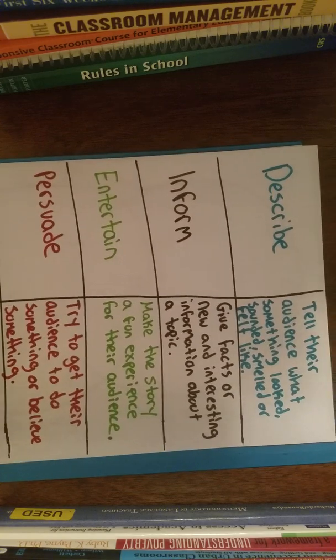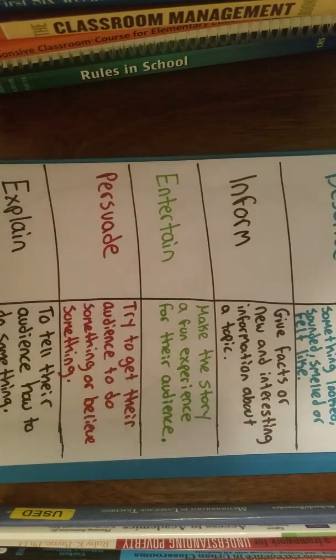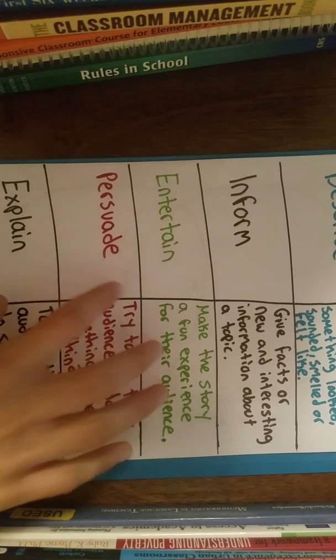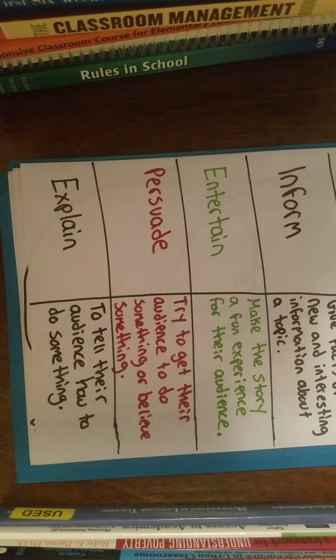Authors might create a story to describe, which would be to tell their audience what something looked, sounded, smelled, or felt like. Authors might also write a story to inform, to give facts or new and interesting information about a topic. To entertain, which is when an author makes the story a fun experience for their audience. To persuade, when an author tries to get their audience to do something or to believe something. And finally, to explain, when an author tells their audience how to do something.